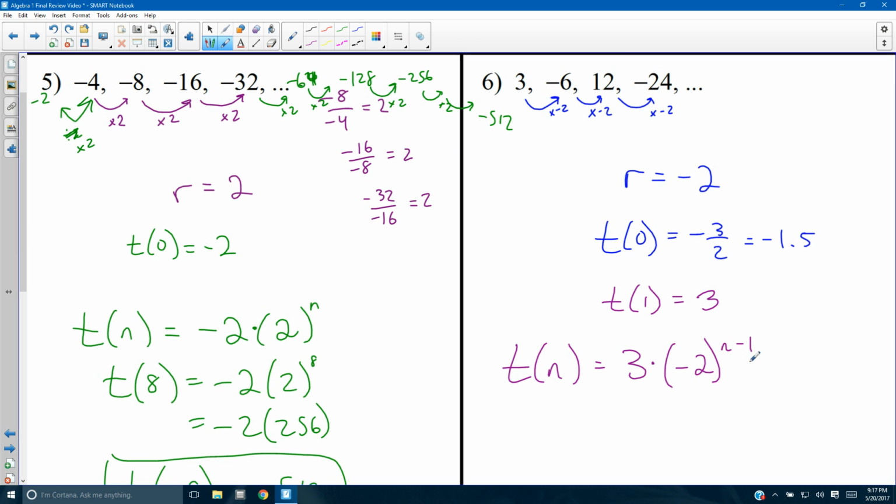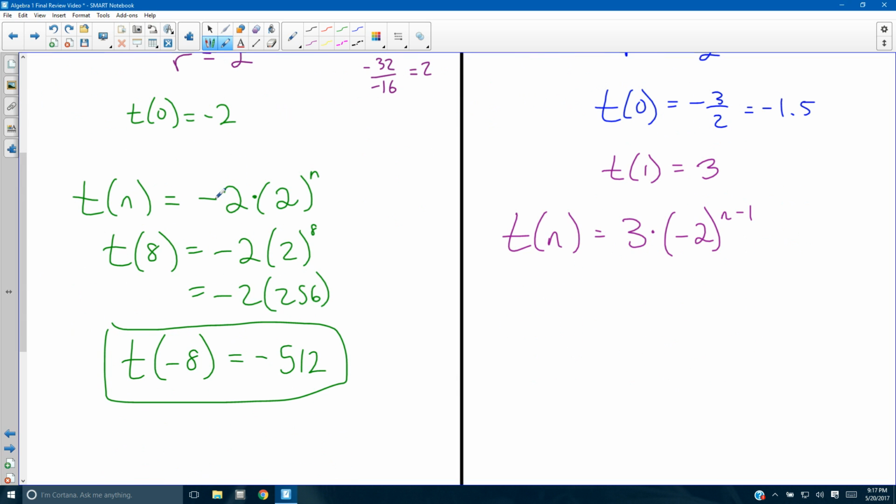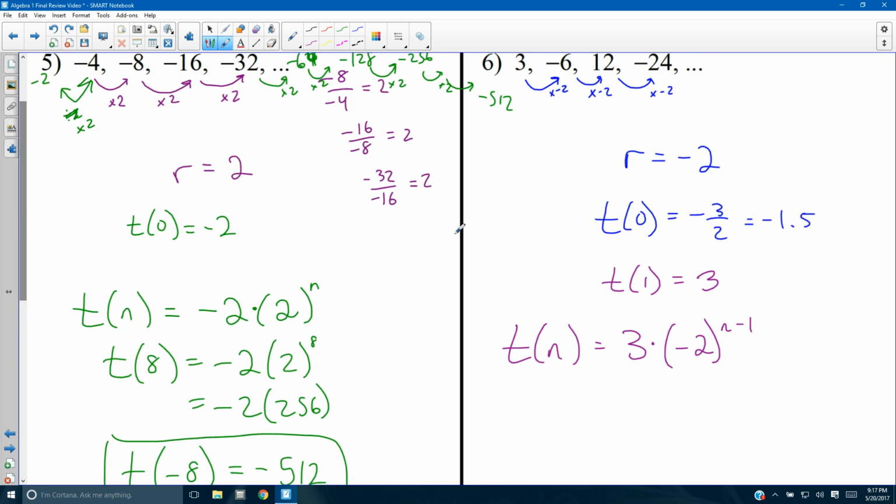And not only that, hear this explanation again. For the value of term n, I start from -2 and I multiply by 2 n times. To find the value of term n here, I start from 3 and I multiply by negative 2 n minus 1 times. Right? To find the value of some term, I have to multiply by negative 2 one time less than the term number itself. Sounds a little bizarre, but let's see if it makes sense.